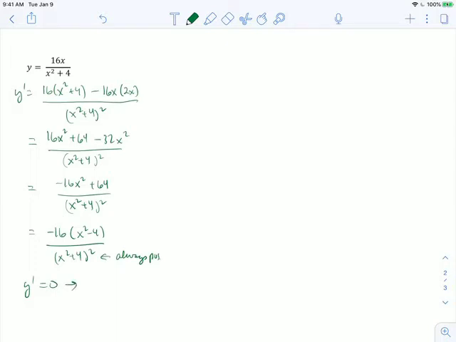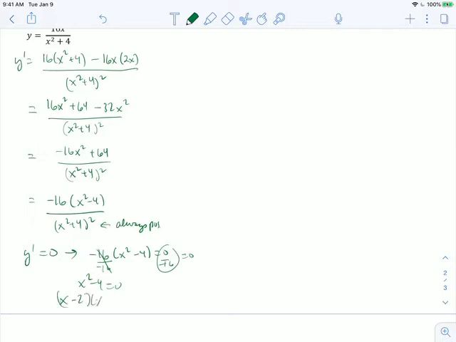And a fraction is equal to 0 when its numerator is equal to 0. And so all I care about is looking at negative 16 times x squared minus 4 equal to 0. I can get rid of the negative 16 if I divide both sides by negative 16. This is still 0 here. And so I get x squared minus 4 equals 0.